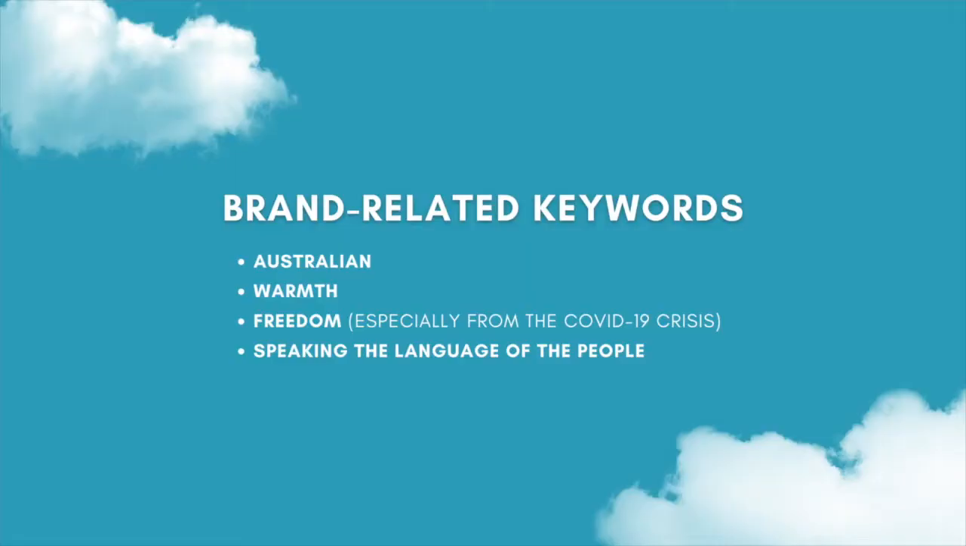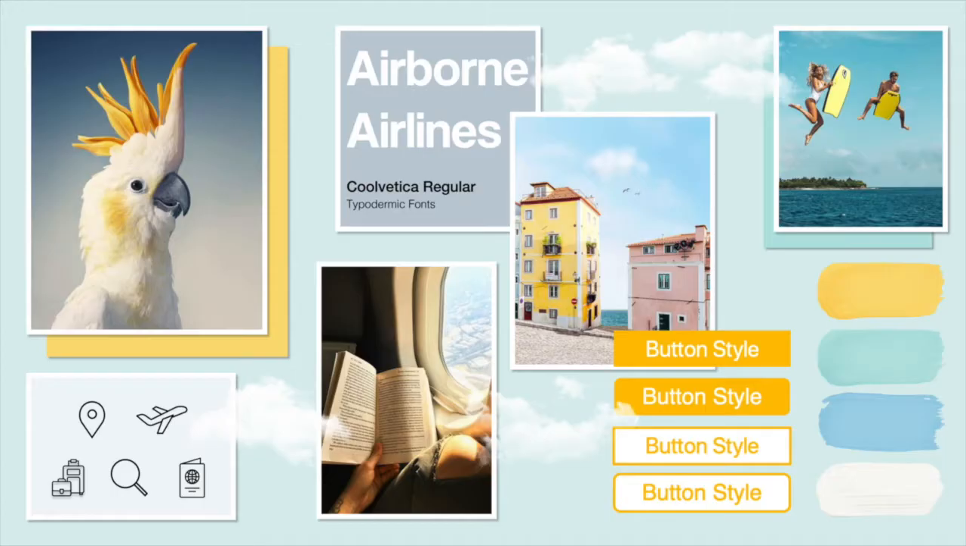The first step was to create a mood board, which I began by brainstorming words such as Australian, warmth, freedom, and speaking the language of the people. So of course, this cockatoo picture served as my design's core inspiration. With blues symbolizing relaxation and dependability, complemented by the warmth and playfulness of the yellow gold, I felt that these primary colors embodied Airborne's personality.